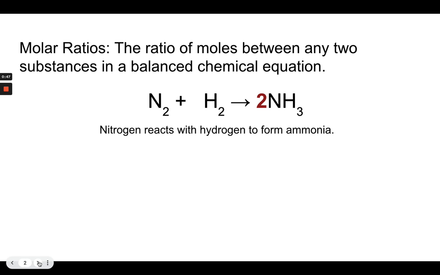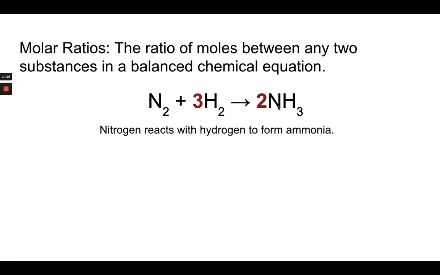Now, this is 2 NH3s. That 2 gets distributed for each of those elements. So that means I now also have 6 hydrogens. 2 times 3 is 6. So I only have 2 hydrogens on the reactant side. So to fix that, I'll put a big 3 coefficient in front of the H2 because 3 times 2 is 6. So I have 3 times 2 is 6 for hydrogen on the reactant side and 3 times 2, which is 6 on the product side.